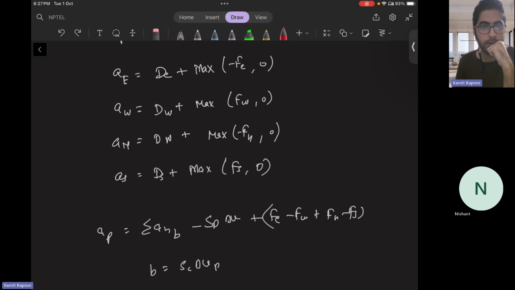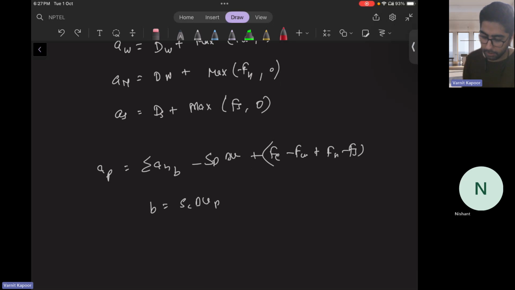So if you observe what I have written, finally the equation is the summation of aNB minus Sp delta V.